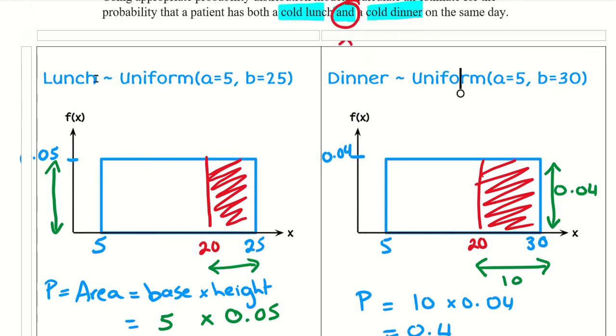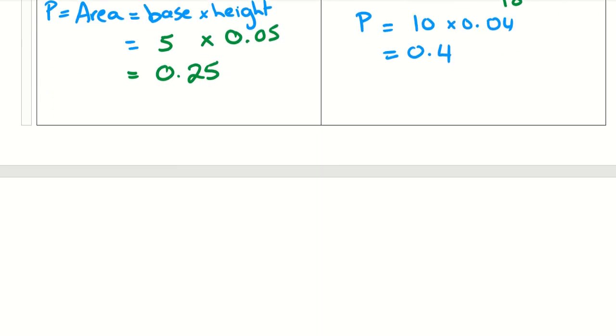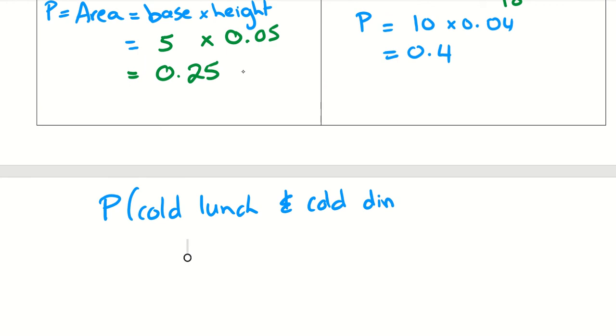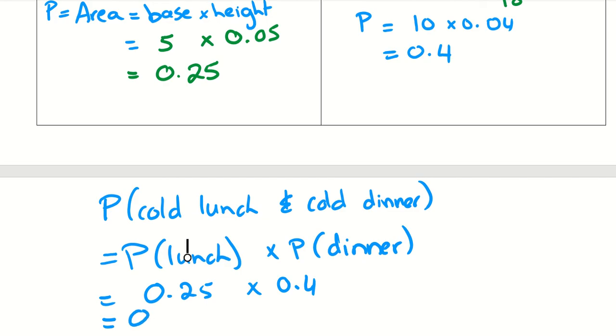And now I need to combine those to find the probability they have a cold lunch and a cold dinner. So that is my last step. I want the probability of a cold lunch and cold dinner. So that means I want to do the probability of the lunch times the probability of dinner. So that's going to be 0.25 times 0.4, and that will give me a value of 0.1. So there is our probability.